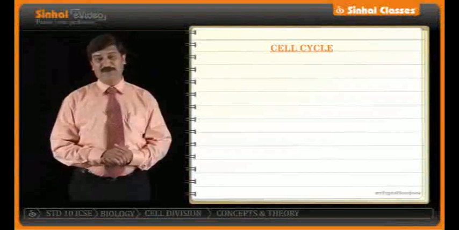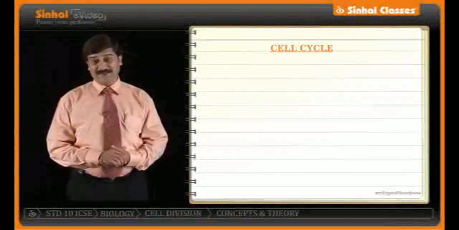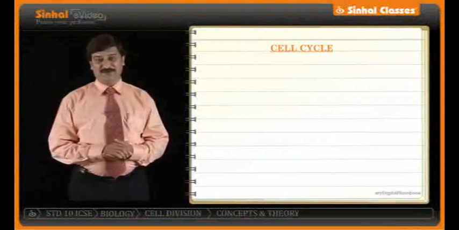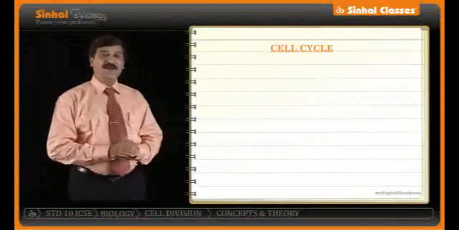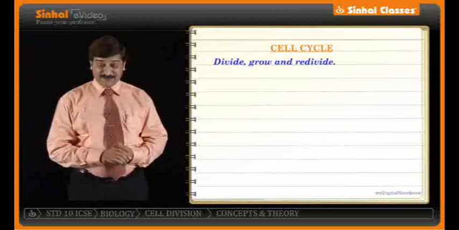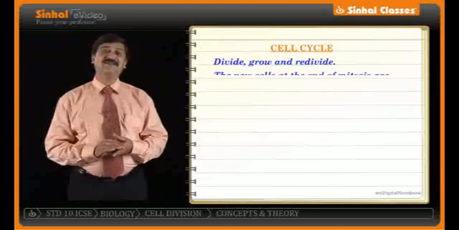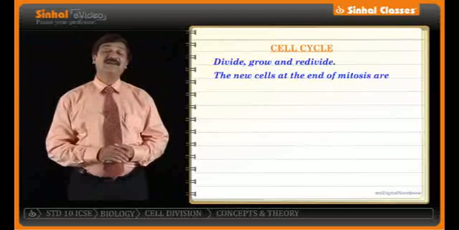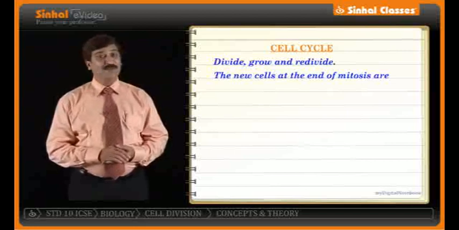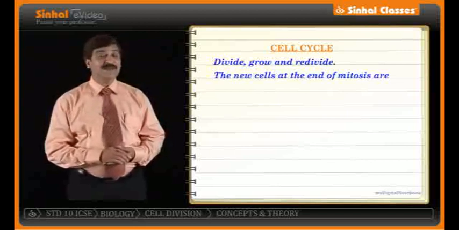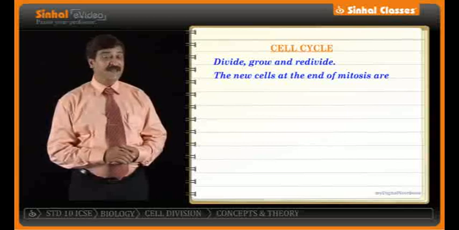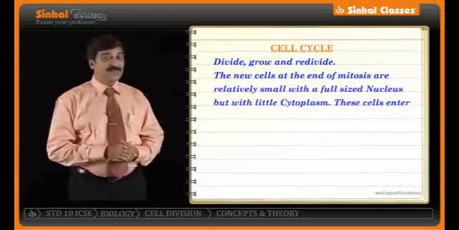The next segment that we talk about is the cell cycle. Three simple words, but with more elaboration: divide, grow, and redivide. This is just a gist of what a cell cycle is. Talking more about the cell cycle, as you can see on your monitor, the details of the cell cycle.